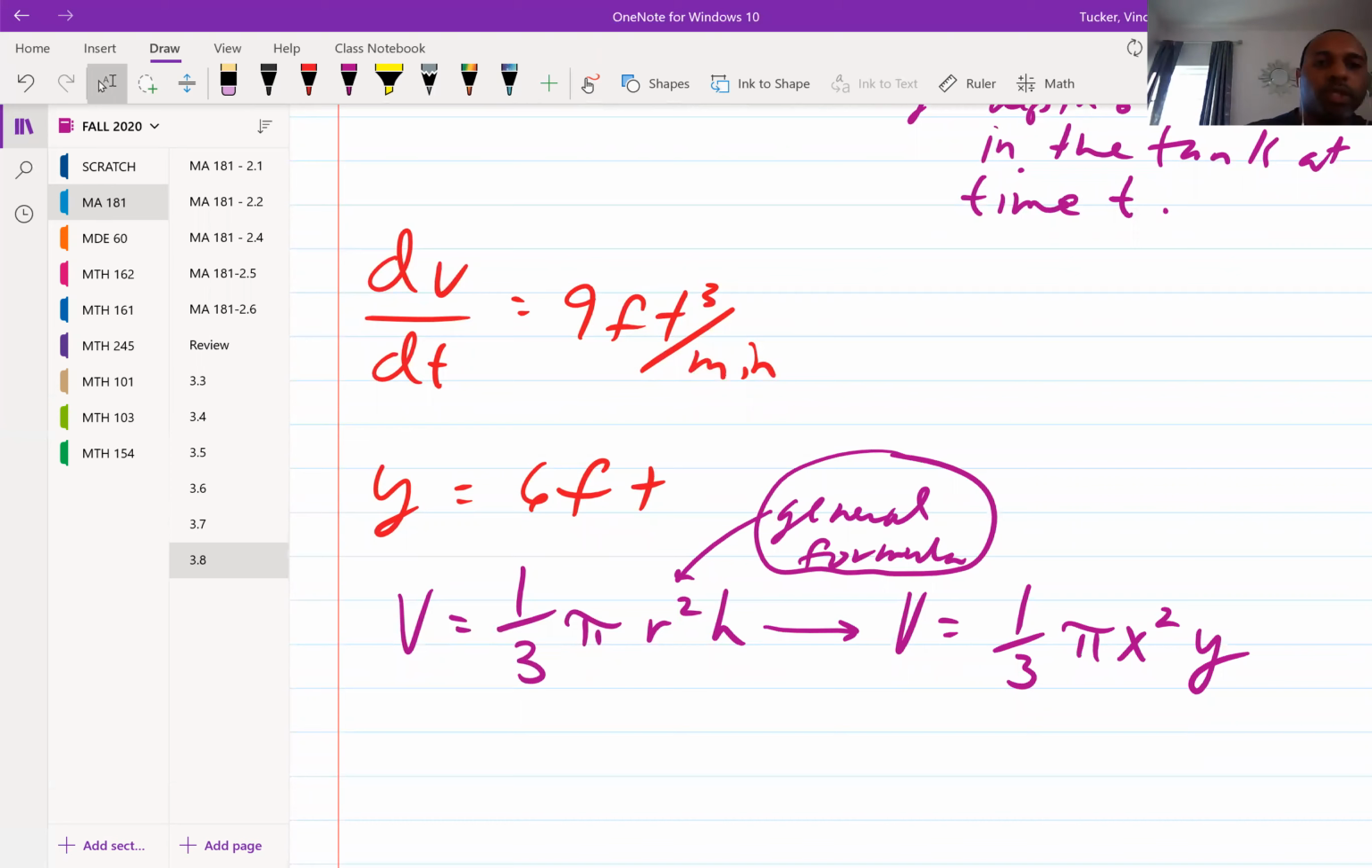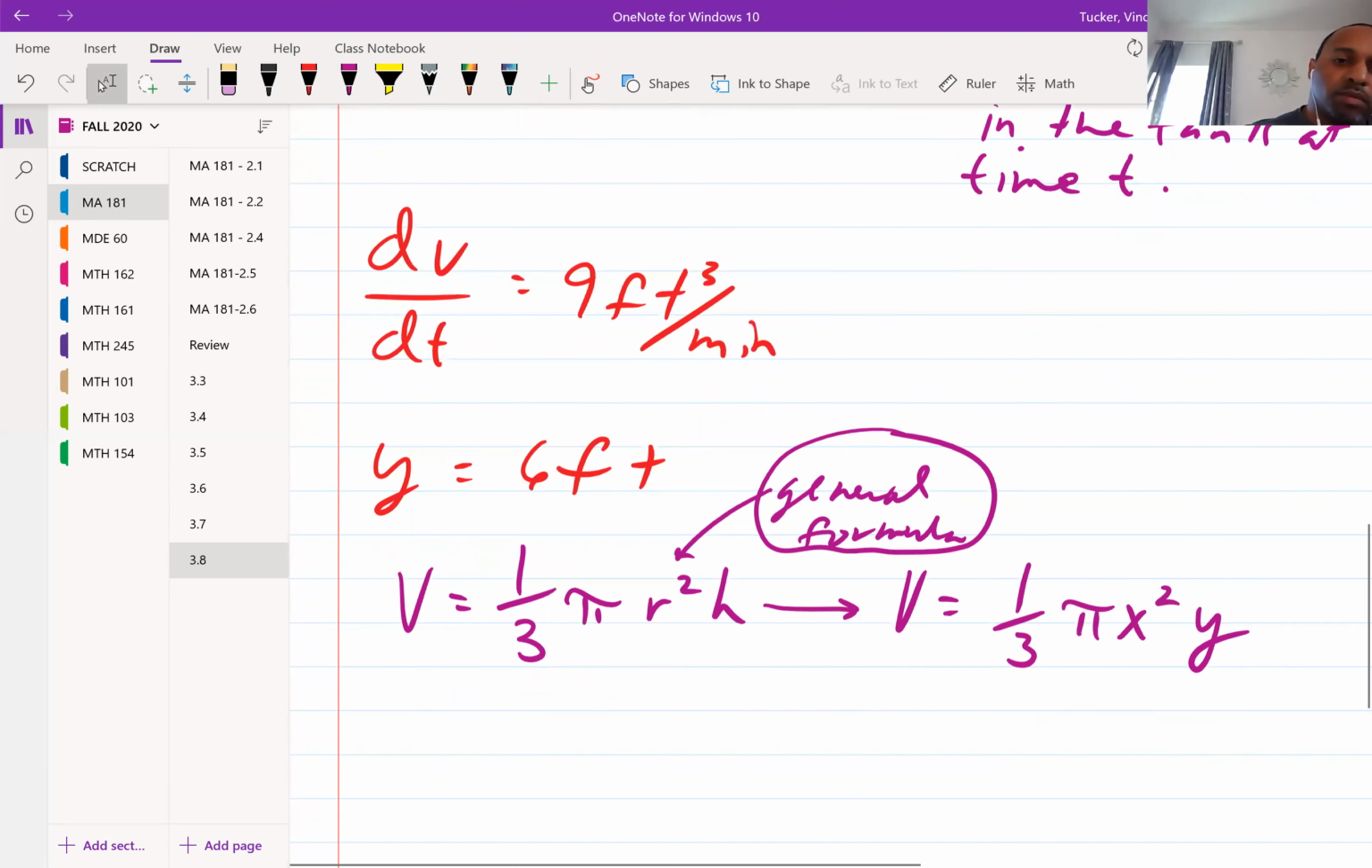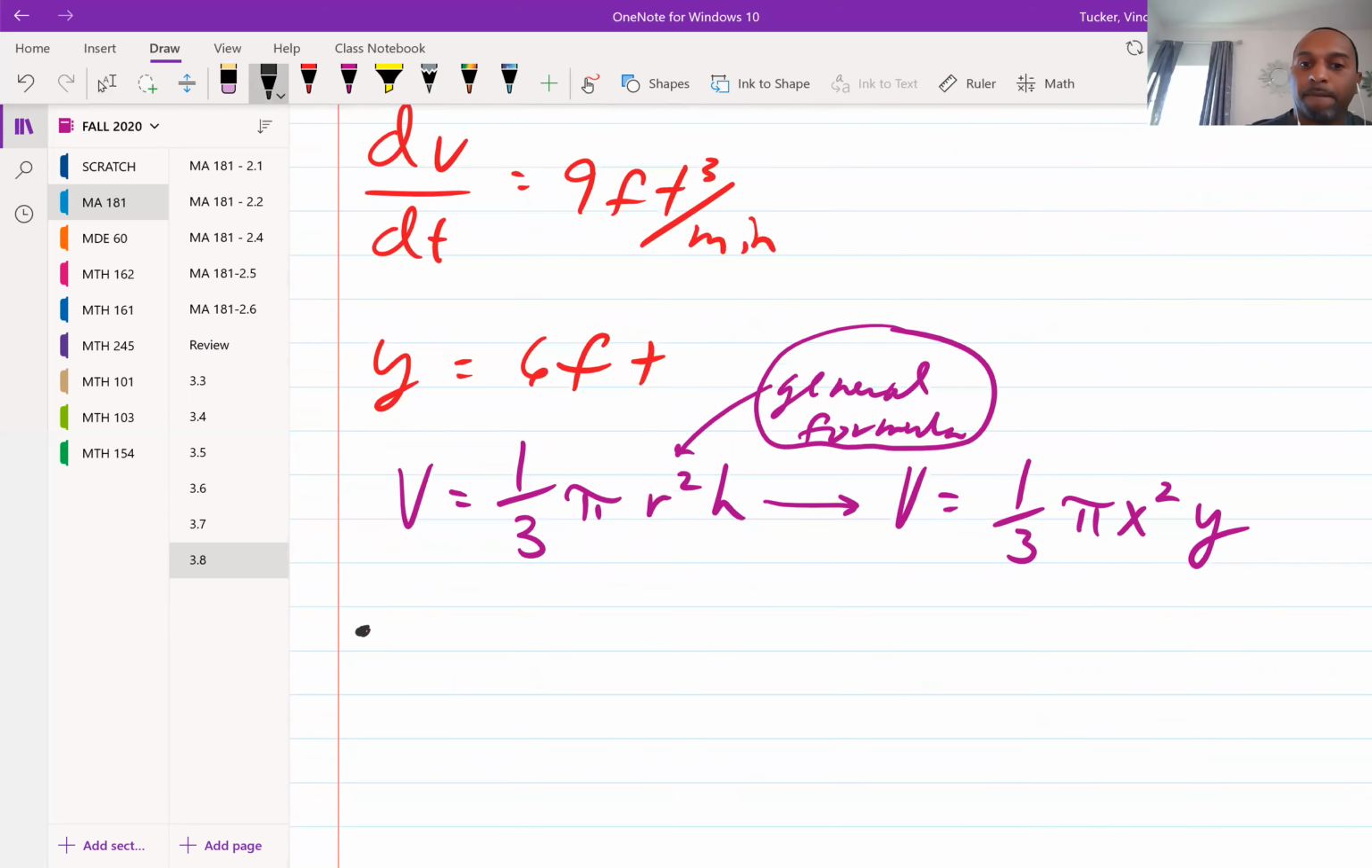So let's see, we can use x squared, and not just x. So you wrote 1/3 pi x squared y. Why x squared and not just x? Well, because the formula asks for r squared. And x is our radius. Yep.